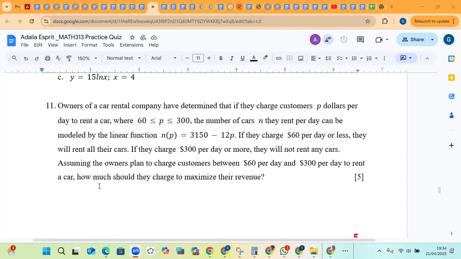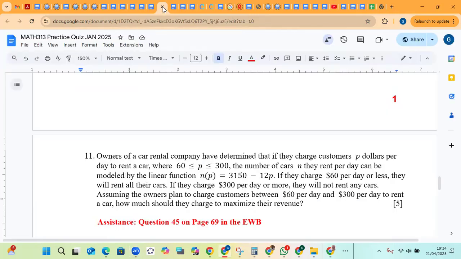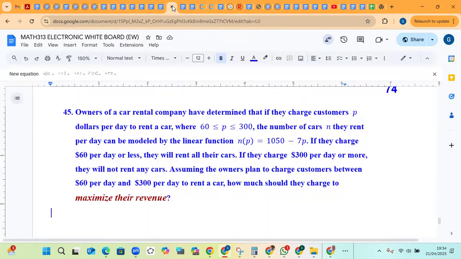So to get assistance for such a question, let's see where we can go. We can go to question 45 on page 69 in the electronic whiteboard. Let's go there. And here you have an example of such a question. So as you can see, it is similar to question number 11.